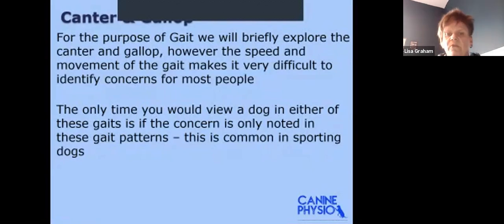So as I said before, the only time that I'm going to ask an owner to bring me footage, or that I'm going to want to see a dog in either of these, is if this is where the concern is noted. So if an owner comes and says, you know, every time he gallops, his leg kicks out, then I'm going to have a look at this dog in a gallop. Or if I've got a sporting dog, because it's more common that they're going to be moving at a cantering or gallop pace. So my agility dogs, flyball dogs, IPO, are your main sports, frisbee as well, where you're going to have these dogs moving in these faster gait patterns.